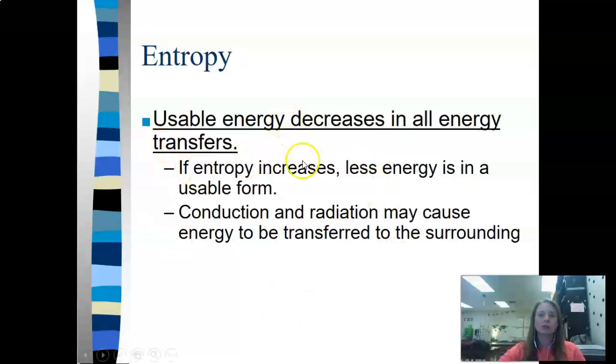So if entropy increases, less energy is in a usable system, meaning that it's burning some off and it's being released into the atmosphere or its surrounding system. Conduction and radiation may cause energy to be transferred to the surrounding areas. And we haven't talked about these two terms just yet, but we will. Conduction and radiation, which are forms in which energy is transferred.